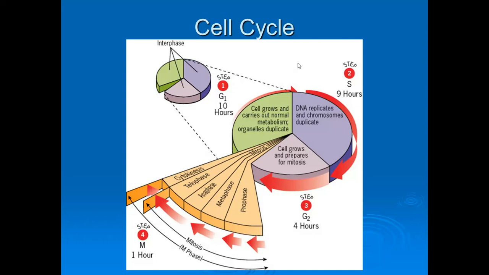The G2 phase is another growth stage. The cell finishes growing and prepares for mitosis. And then mitosis is broken down into the specifics which you heard. So the cell cycle: G1, S, and G2.